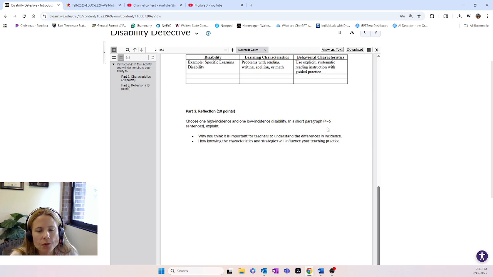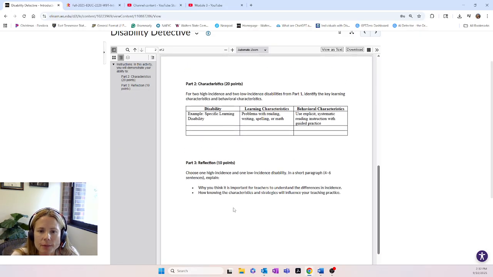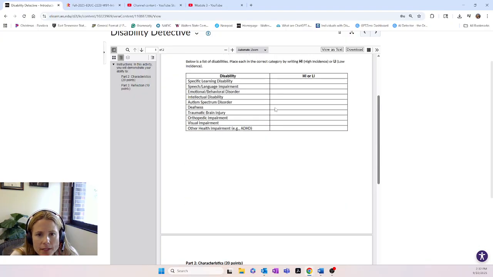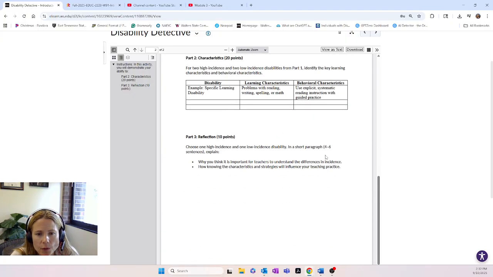And then lastly, Part 3 is that reflection component we talked about. I want you to write a short paragraph answering these two questions. Whenever we're doing reflection, we always want to think about how we tie it into our teaching practice as a future educator. So the first question asks: why do you think it's important for teachers to understand the differences in the incidence categories? And then, how will knowing the characteristics and strategies for each of those categories influence your teaching practice? I want you to reflect on that, and that's worth 10 points. So altogether, this assignment is going to be worth 40 points.